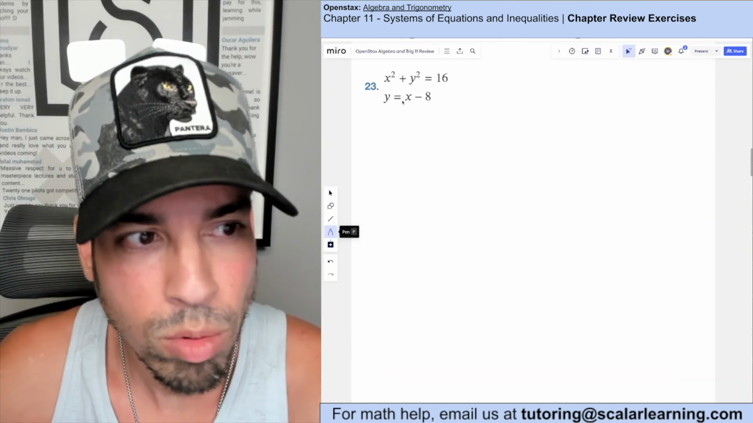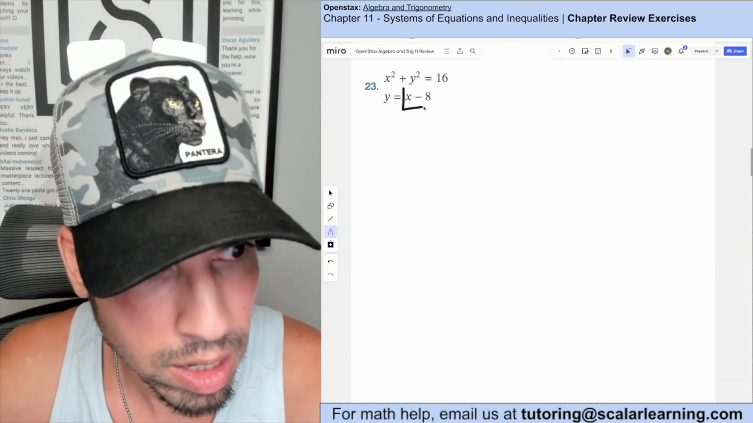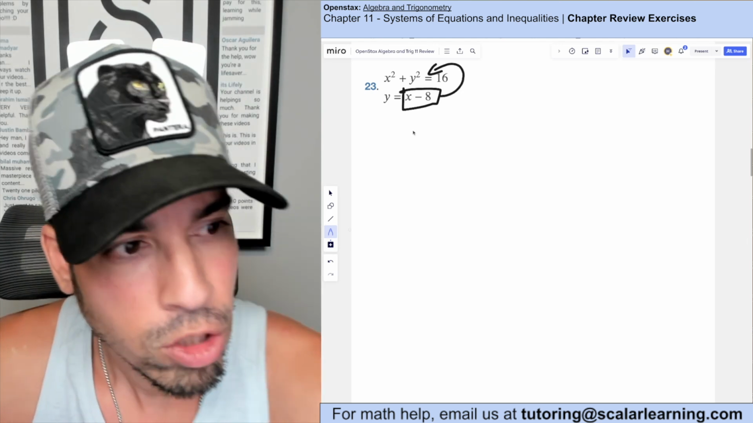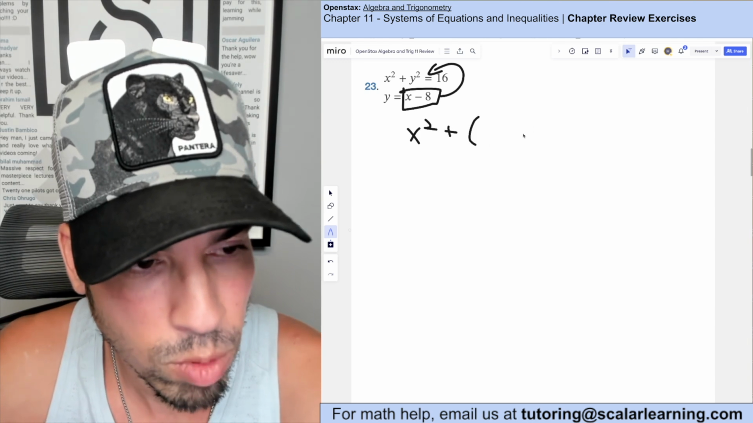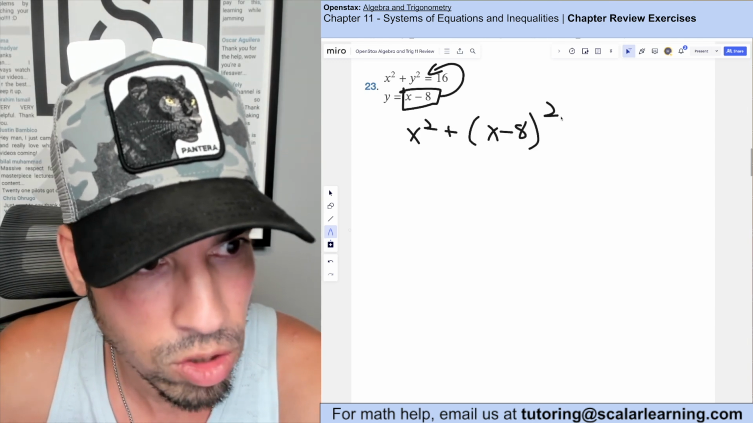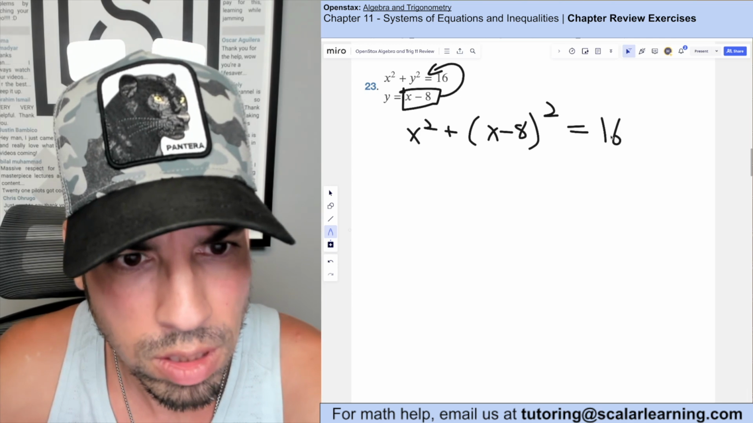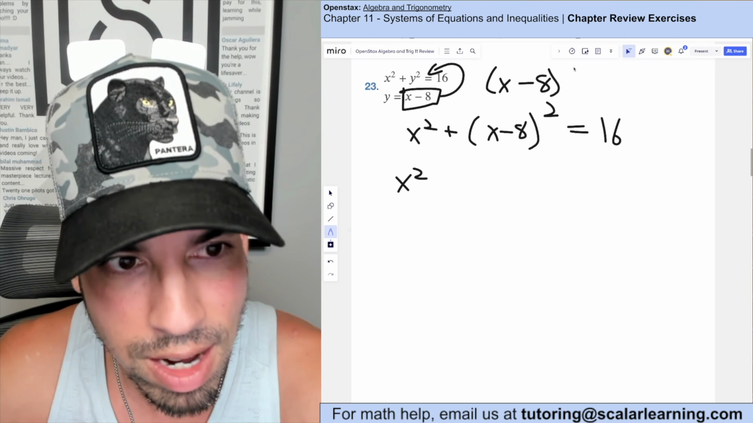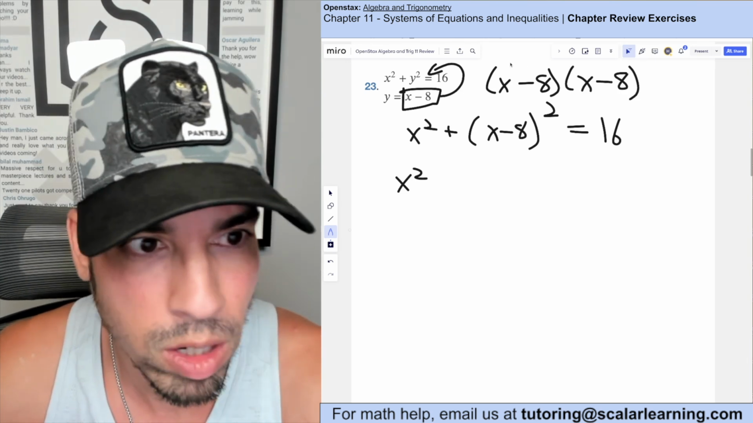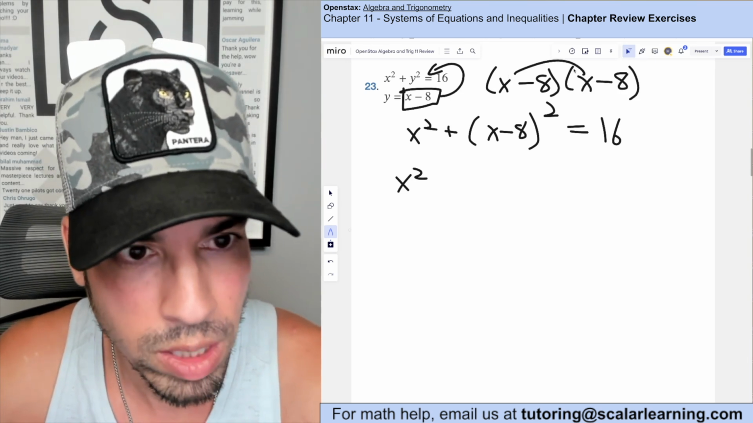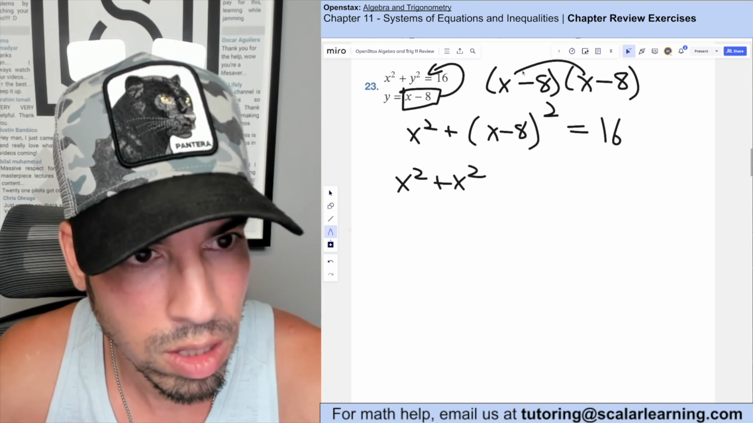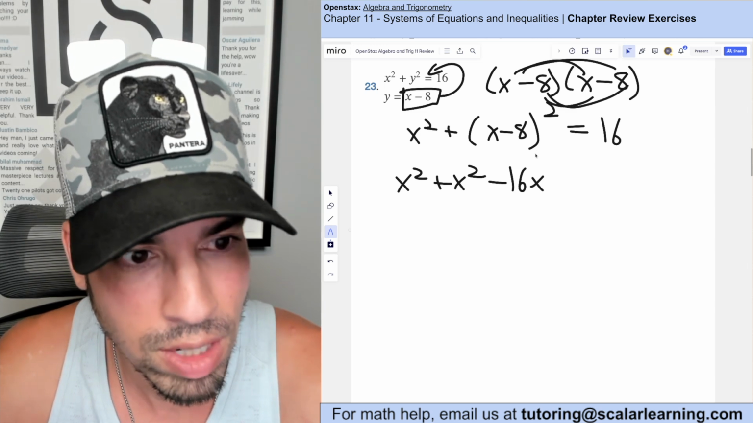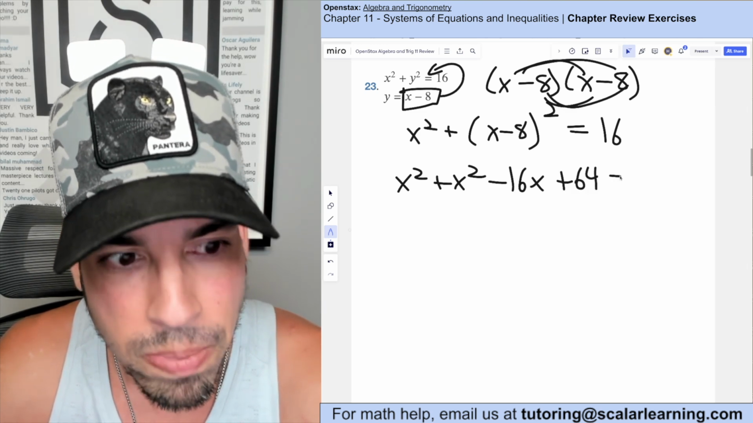Done. So for this one, once again, I'm going to use substitution, right? I see that y equals this, so let's pop that in for y up top. So then we got x squared plus, I'm replacing y with x minus 8 squared, and this all equals 16. All right, let's FOIL this out now. So again, remember, that's x minus 8 times x minus 8 because it's squared. So as we FOIL this out, we get x squared, and then we get negative 8x and negative 8x, which is negative 16x, and then negative 8 times negative 8 is 64. And this all equals 16.